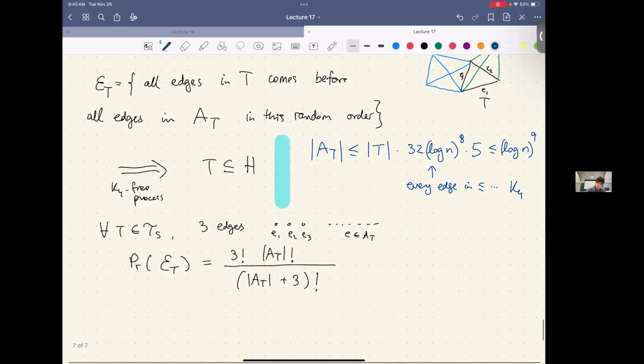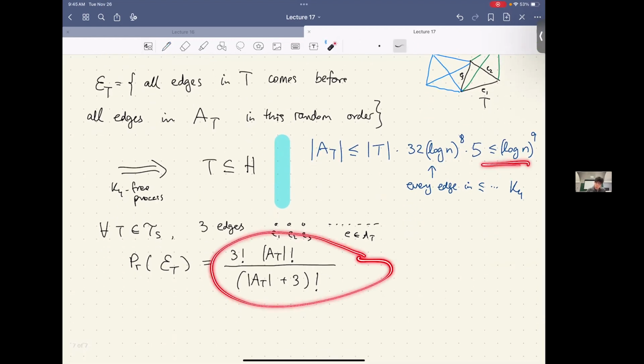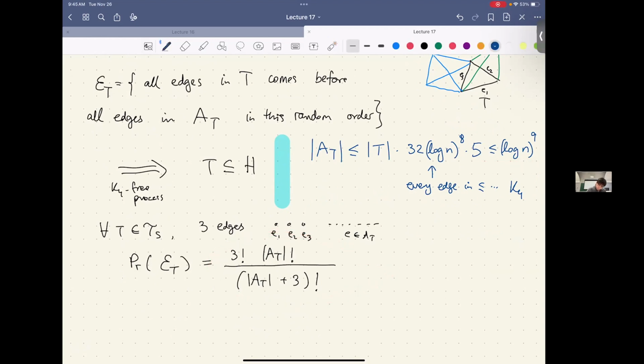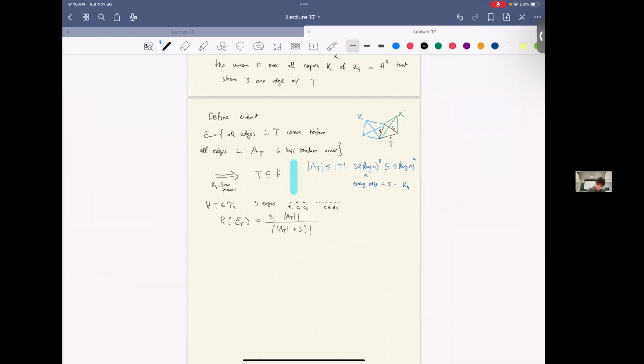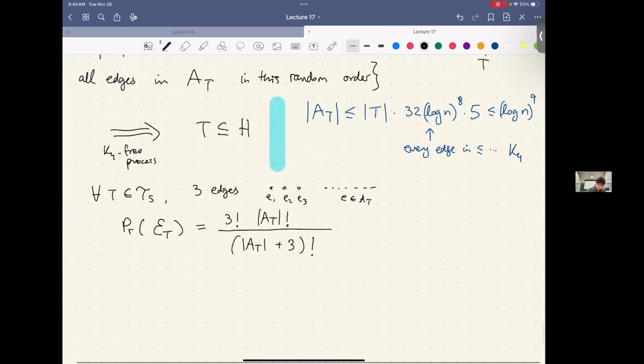So using this, we can lower bound this probability, which is at least, oops, log n to the negative 30, say. So quite decent, not too small.